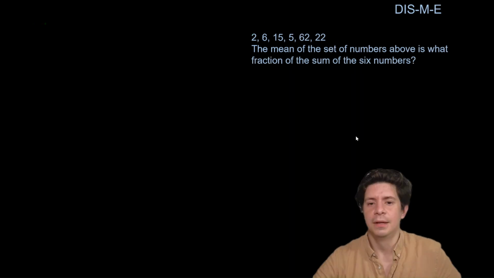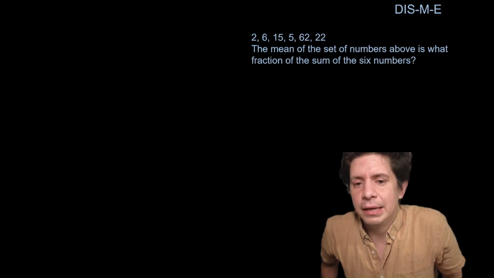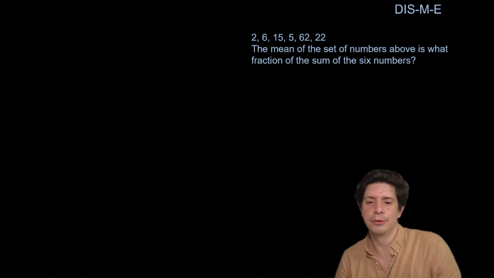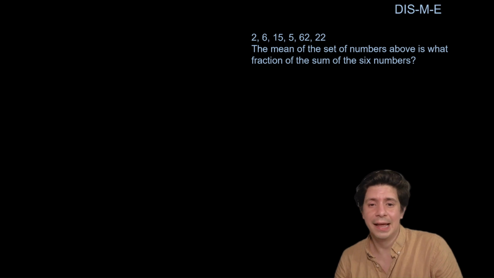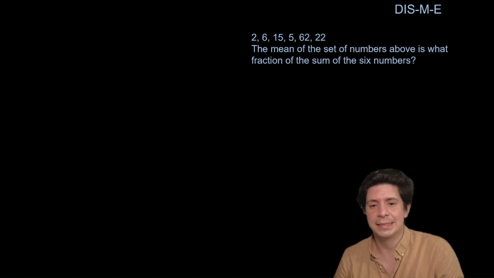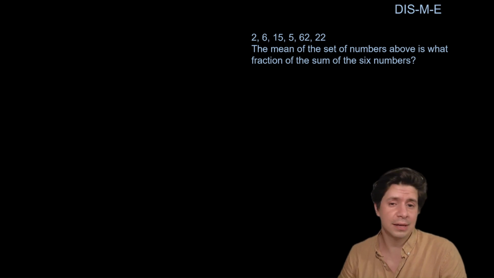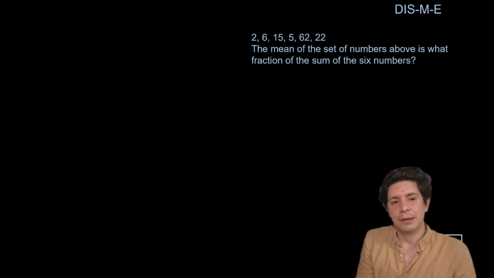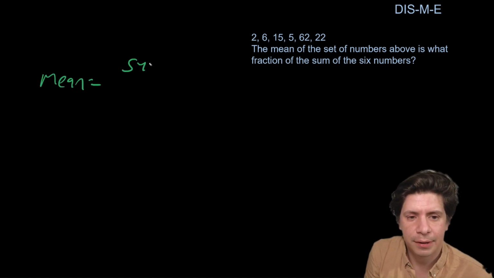Okay, so now we have category E within the medium level. The mean of the set of numbers above is what fraction of the sum of the 6 numbers? Okay, so they tell us there's 6 numbers. Now, what you don't want to do is add them all together, then divide by 6 and find it. We could do that, but we don't want to do that because there's 6 numbers, and the rule with mean is mean equals sum divided by numbers.